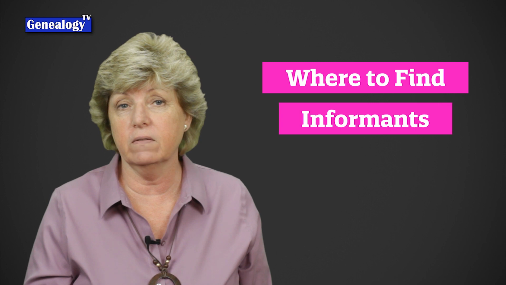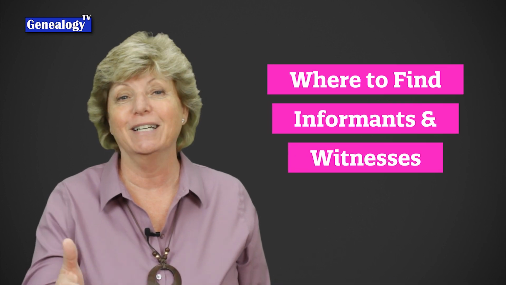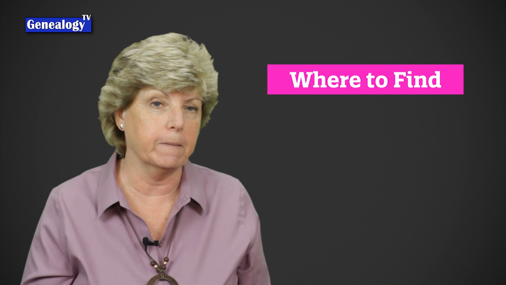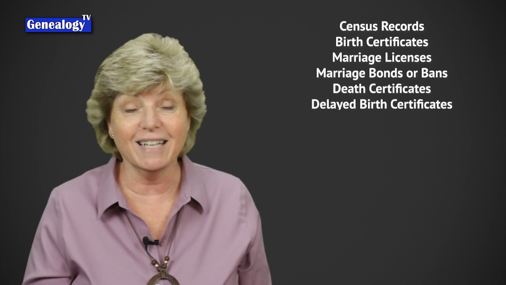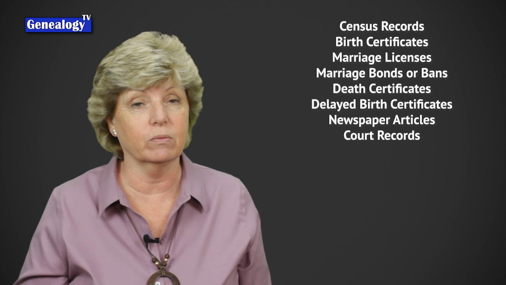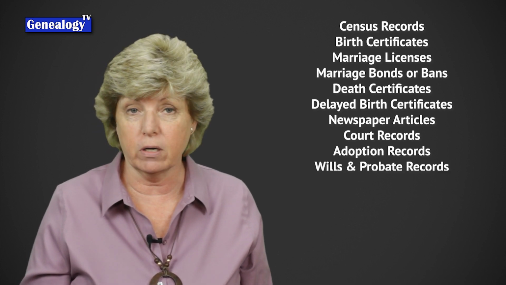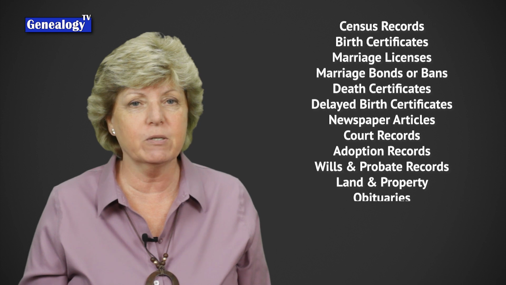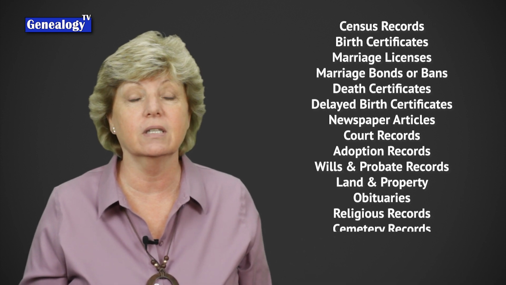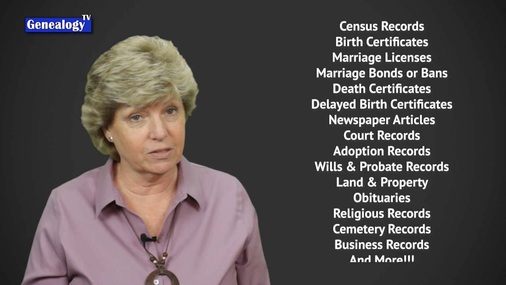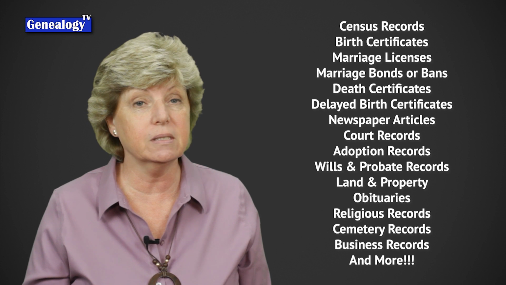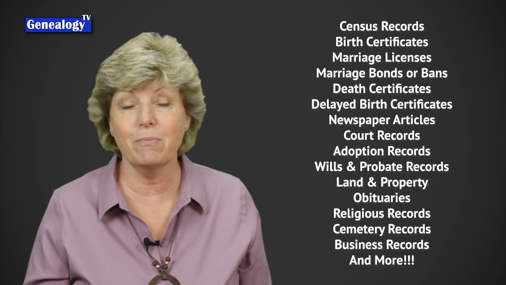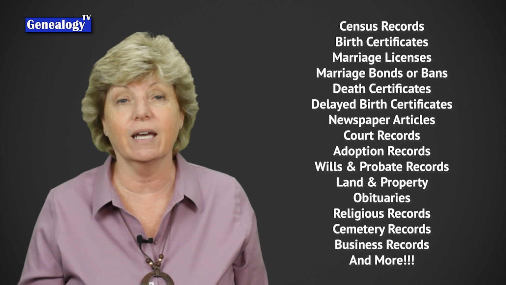Now, where to find informants and witnesses? Here's a list of places that you might find them. Census records, birth certificates, marriage licenses, marriage bonds or marriage banns, death certificates, delayed birth certificates, that's a good one, we'll talk about that in a minute, newspaper articles, court records, adoption records, wills and probate records, land and property records, obituaries, religious records, cemetery records, business records. There's so many places you can find informants and witnesses.